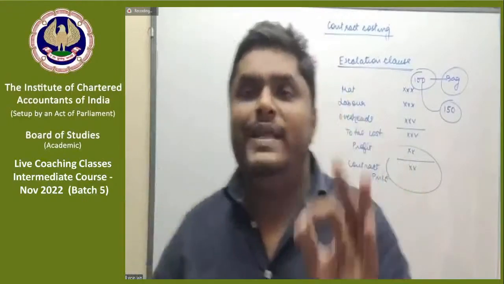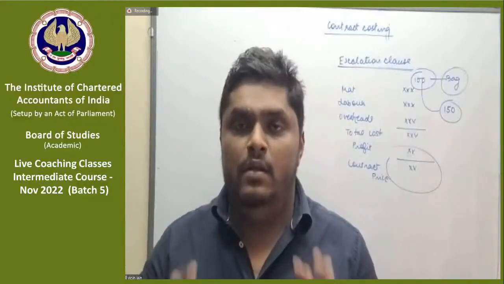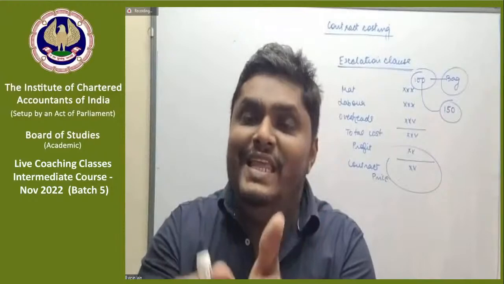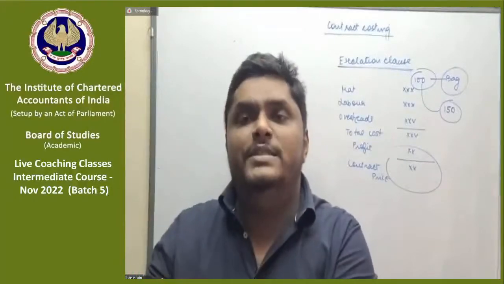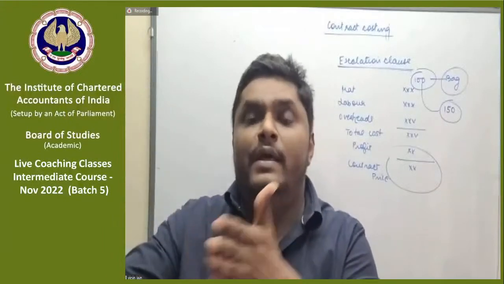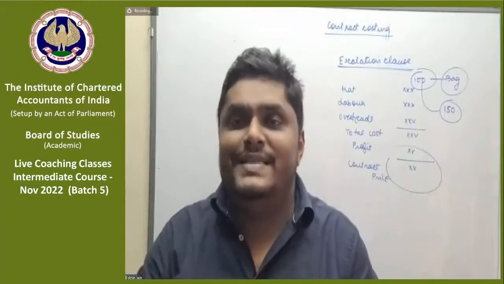So when talking about the escalation clause, this clause is for the safety of the contractor. This clause says that in the event of a rise in price of raw material or rate of wages beyond a certain level, the contract price needs to be increased accordingly. That is what we call the escalation clause.